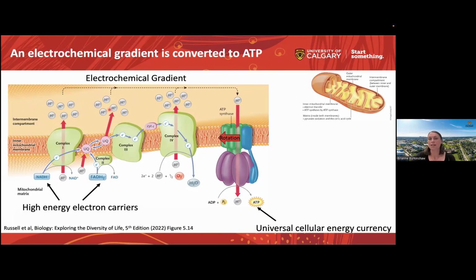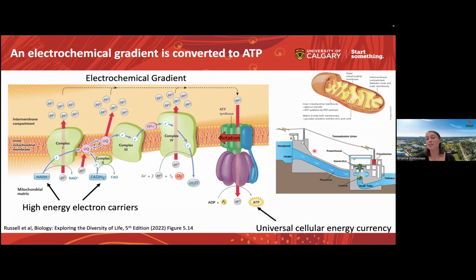Okay, and for the next part, I'm going to introduce an analogy of a hydroelectric dam, because the process is very similar. In a hydroelectric dam, we have a big pool of water. When we open the dam, the water is going to flow through until it reaches a turbine. Then it's going to spin the turbine, and the generator converts the kinetic movement of the spinning turbine into electricity. A similar process is happening here in our mitochondria. We have this gradient of protons.